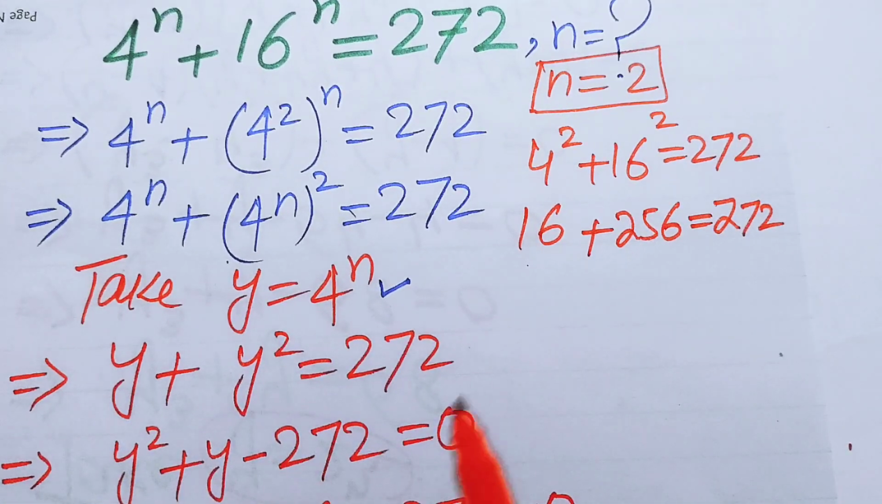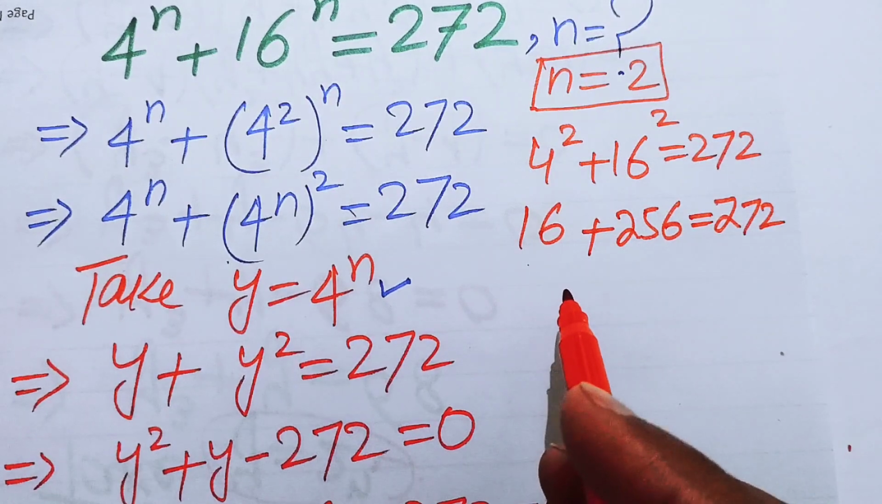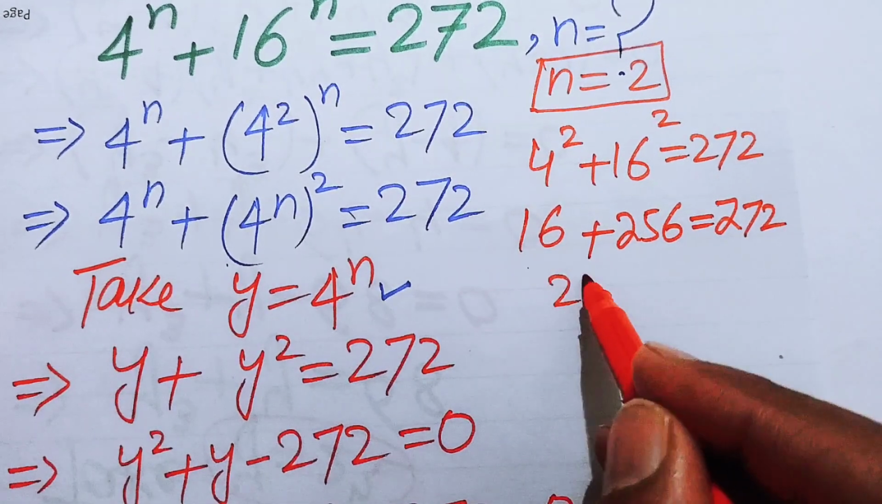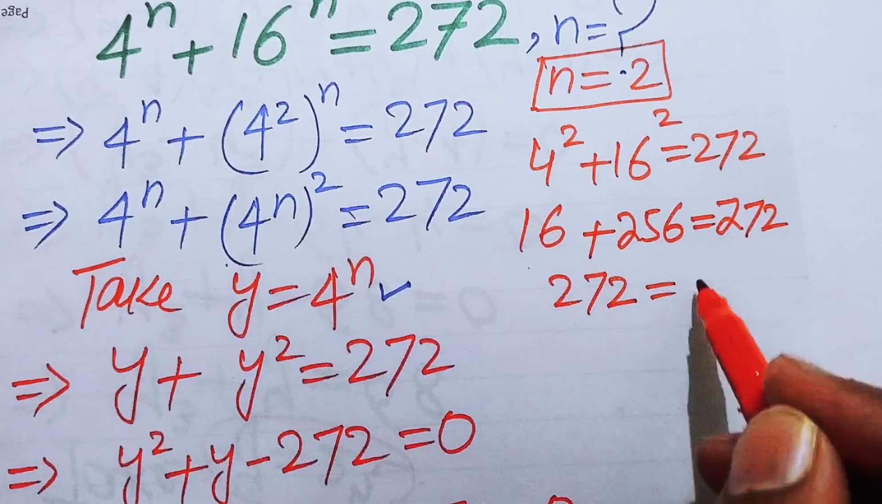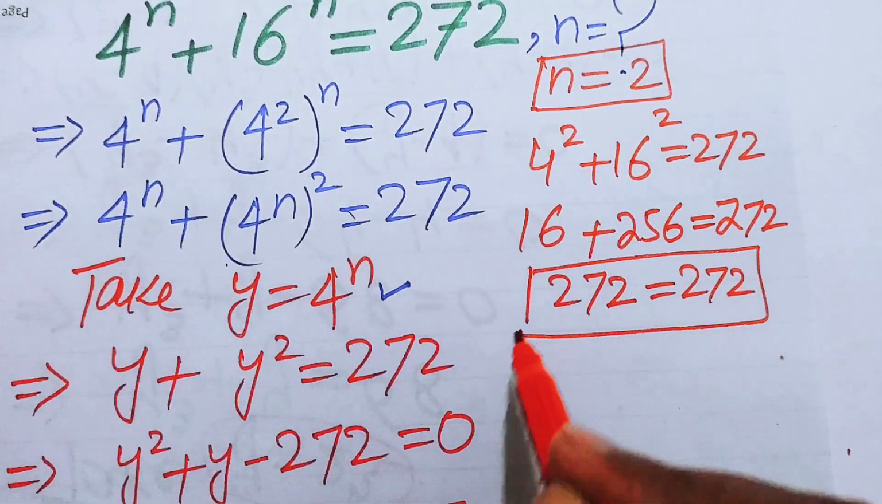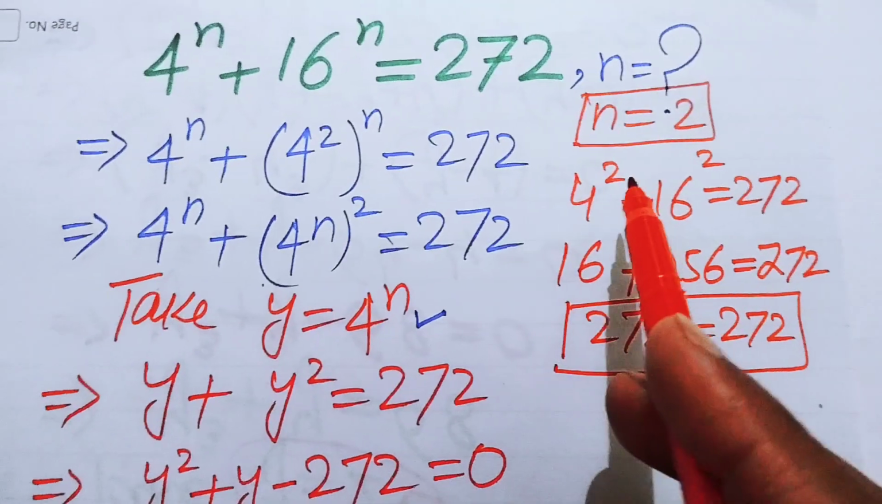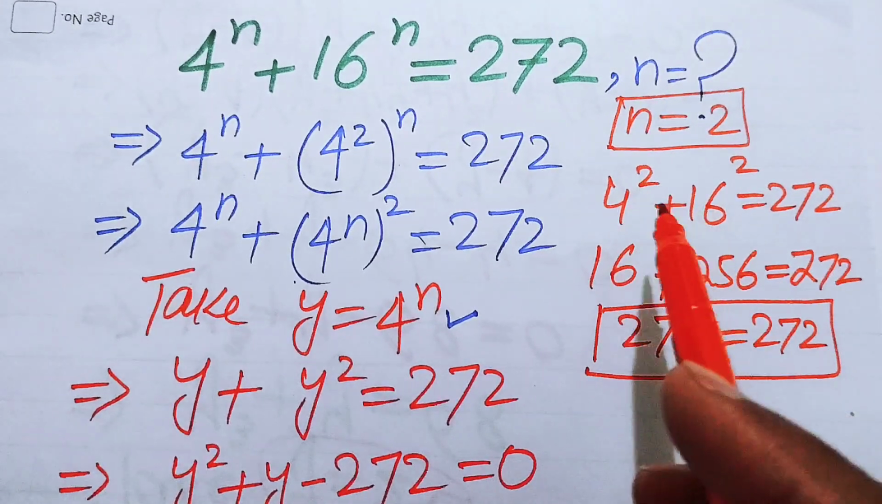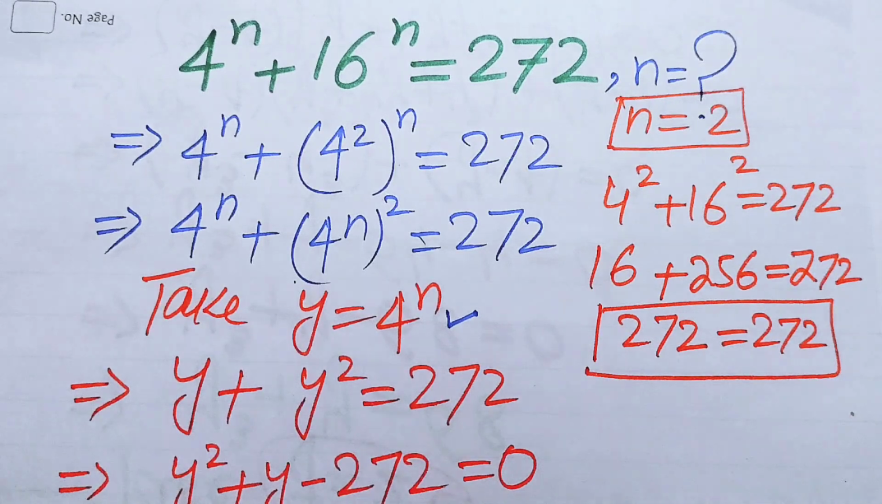So when we add 16 plus 256, then you obtain 272. It is equal to 272. So this means that n equals 2 satisfies the given question statement. So n equals 2 is the solution of the given problem, and this is the final answer.